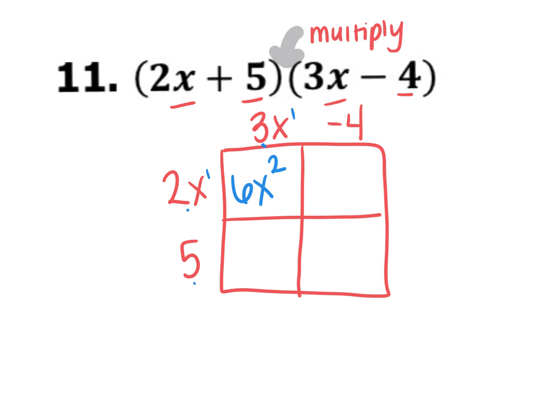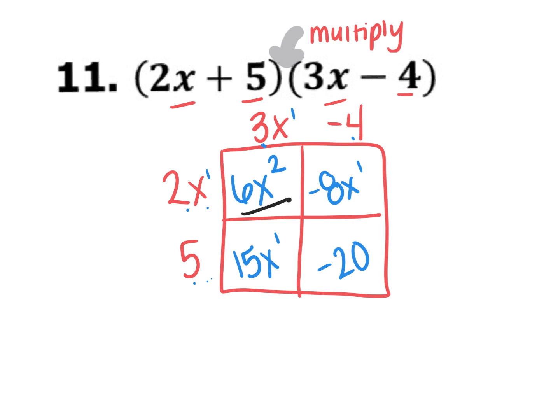So if you notice there, we multiplied our coefficients and we added our exponents. So now 3 times 5 gives me 15. This 5 does not have an x on it, but that 3 does, so I need to bring the x to the first down. Negative 4 times 2 gives me negative 8. That negative 4 didn't have an x on it, but that 2 does, so I need to bring it with us. And then that negative 4 times 5 gives me negative 20.